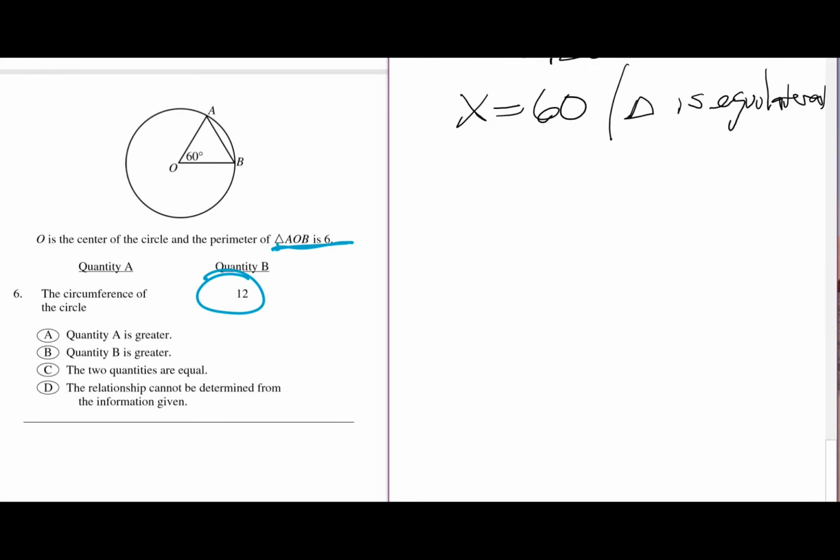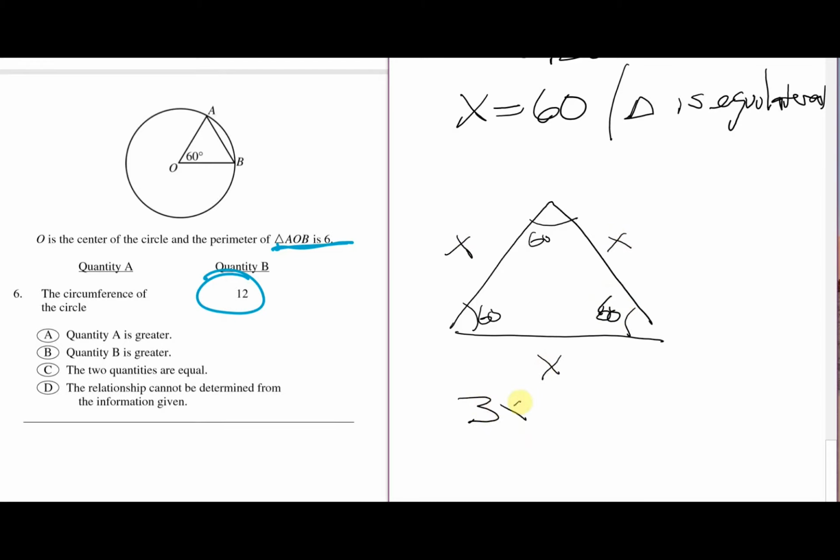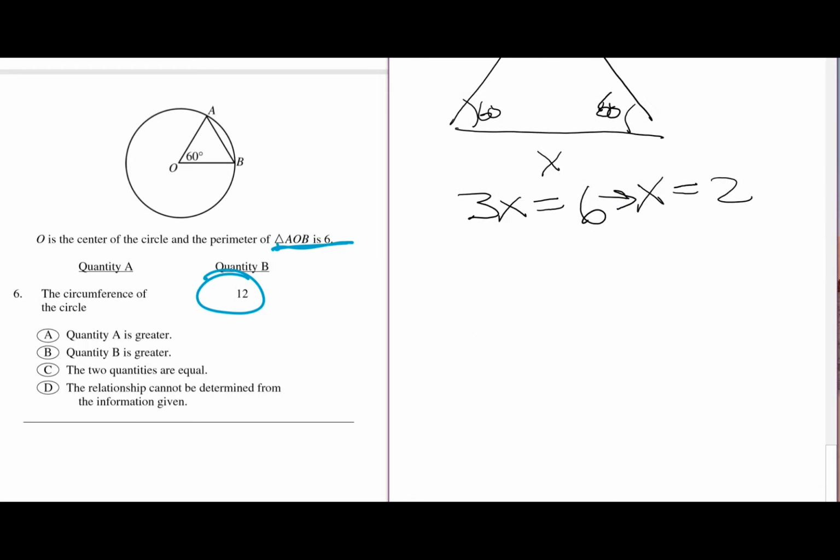So the triangle we know is equilateral. So we're basically given 60, 60, 60. And this is just x, because all the sides are equal. So now we have 3x is the perimeter, which equals 6. So x we know is 2. So if x is 2, this is also equal to r. X equals the radius.